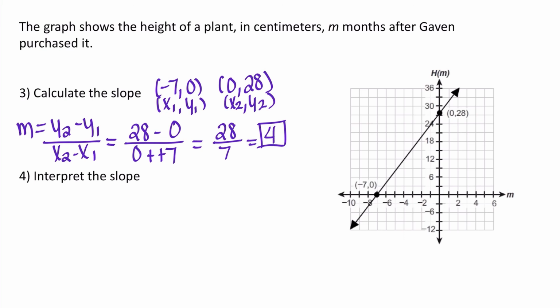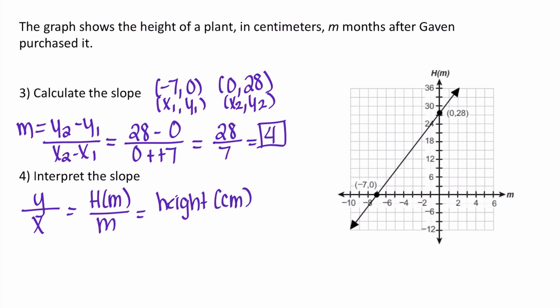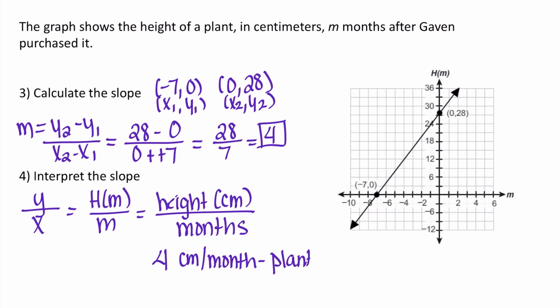Now let's think about the meaning of the slope. Slope is y over x, which is h of m over m. So that is basically saying the height in centimeters over the number of months. If you think about this, this is telling us the rate at which the plant is growing. So it's telling us the plant grows 4 centimeters per month. So we can say that this is the plant growth rate.